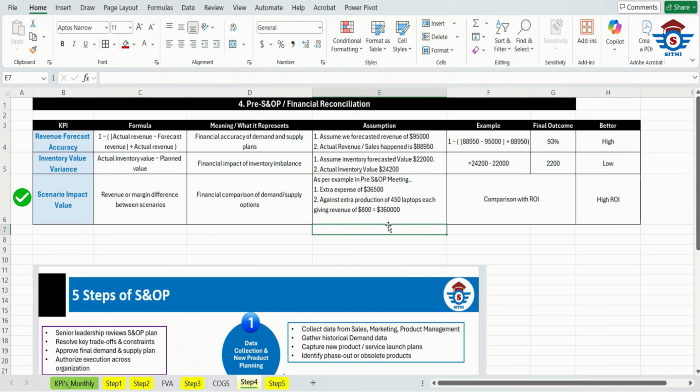And this metric talks about whatever cost we are incurring in meeting the customer demands, whether it is making sense or not. So that's all about our step 4, and stay tuned for the next steps.